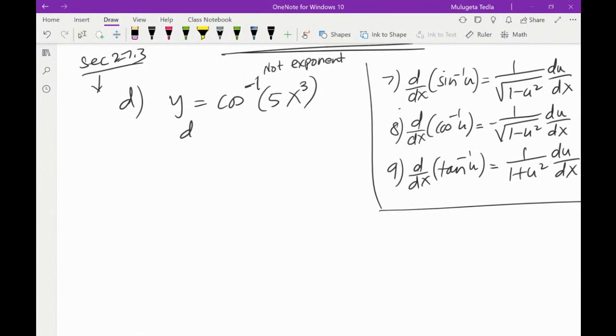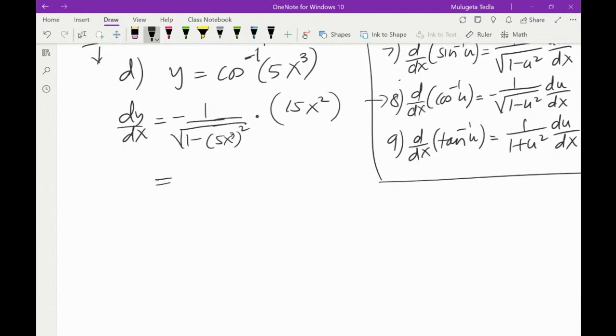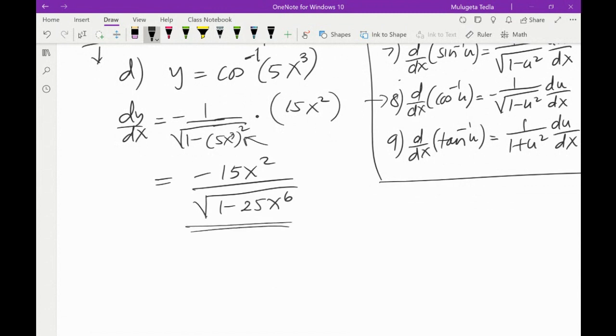So the derivative dy by dx in my case follows number 8. So it is minus 1 over root of 1 minus 5x cubed squared, because u is squared, times the derivative of u, which is 15x squared. So this is minus 15x squared over root of 1 minus 25x to the 6th. You can do the power rule here: 5 squared is 25, x to the 3 to the 2 is x to the 6.